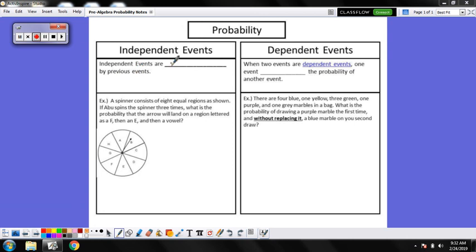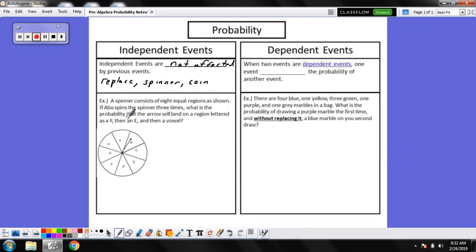Independent events are not affected by previous events. In other words, you replace it. It's like you take a card out of a deck and you put it back in the deck. You take a marble out of a bag and you put it back in the bag. Or it's a spinner, or flipping a coin, or things like that. So it's when you put things back in the bag, or spinners, coins, anything that has all the sides.